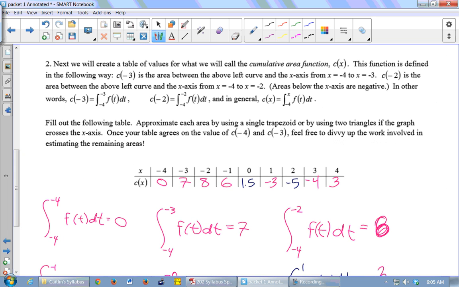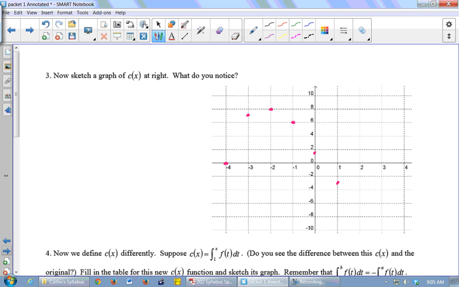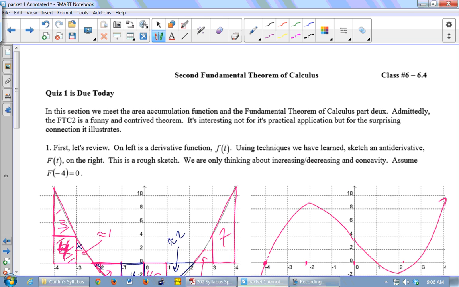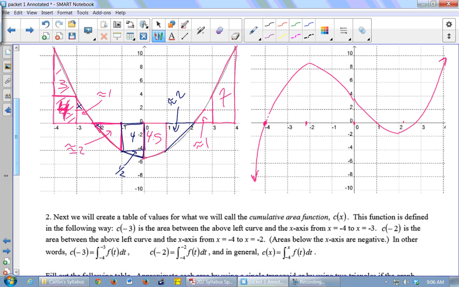Two, negative 5, negative 4, 3. Okay. Negative 5, negative 4, 3. Okay, so if I connect these, the nice smooth curve, what do you notice about this curve? Yeah, this looks just like the sketch that we drew in number 1 of an antiderivative that goes through negative 4, 0.